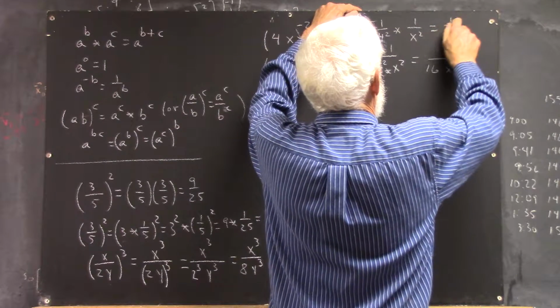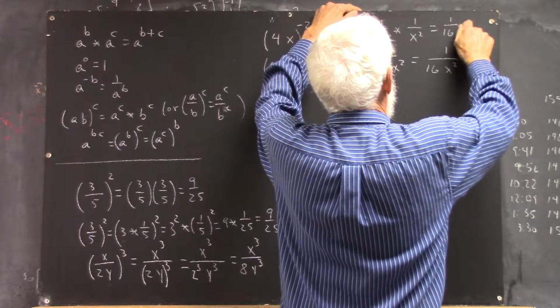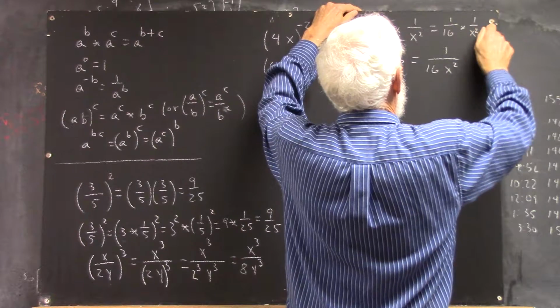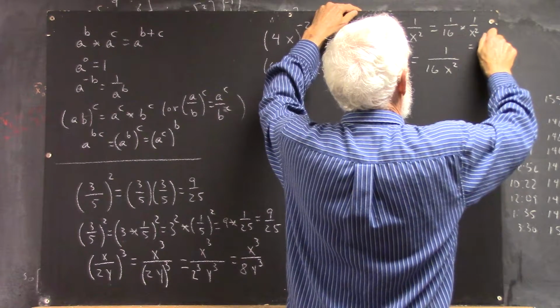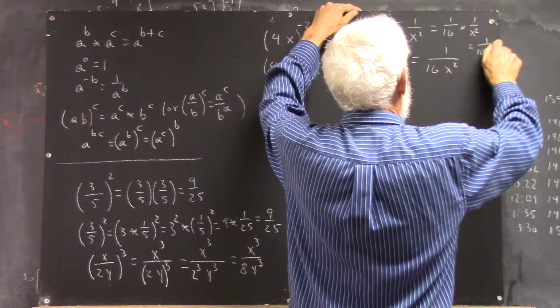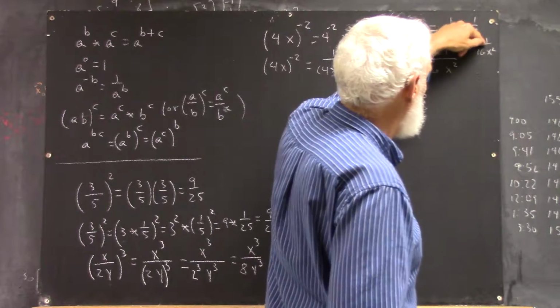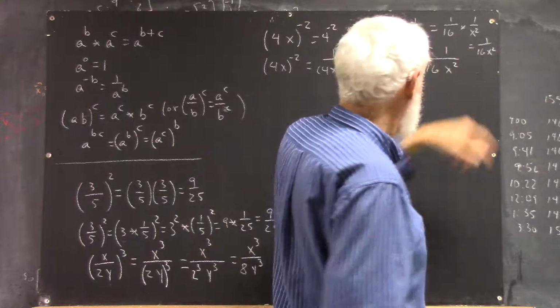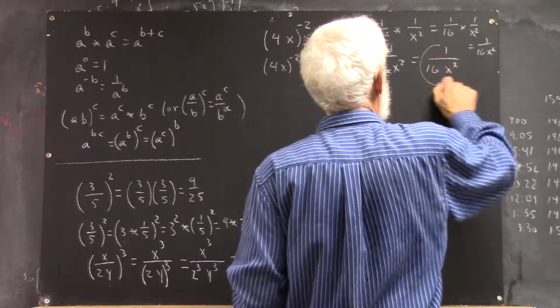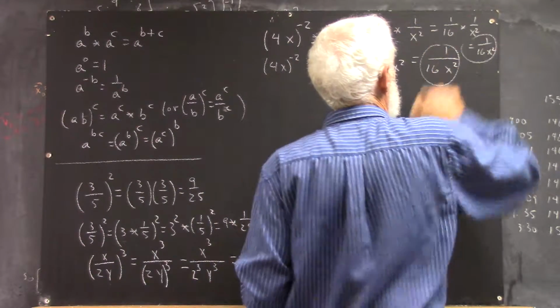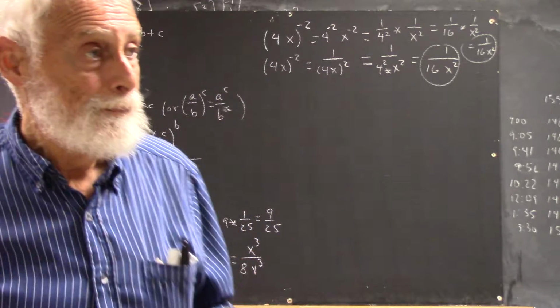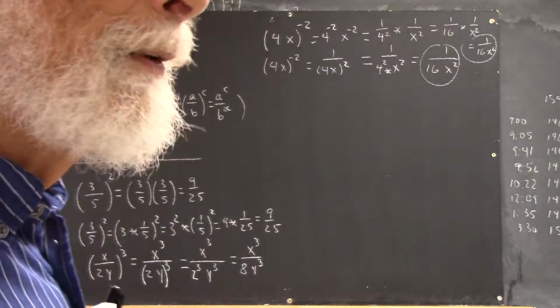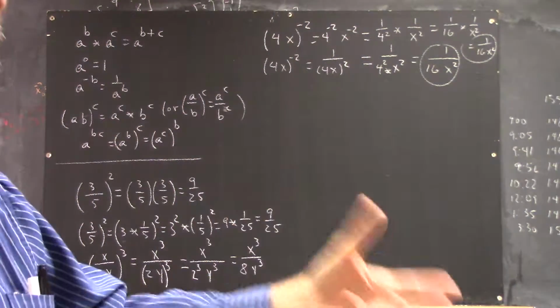Okay, so anyhow, that comes out 1 over 16 times 1 over x squared, which equals 1 over 16x squared, because, of course, 1 times 1 is 1, 16 times x squared is 16x squared, right? So you see that they ended up the same. And it didn't matter in which order we applied the laws.